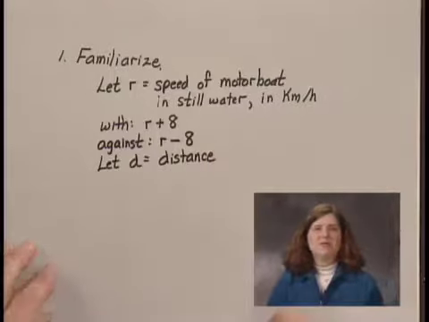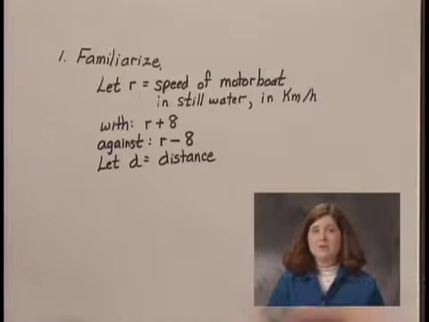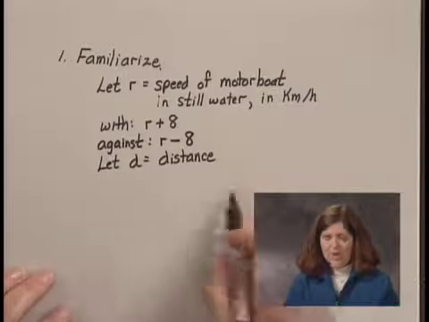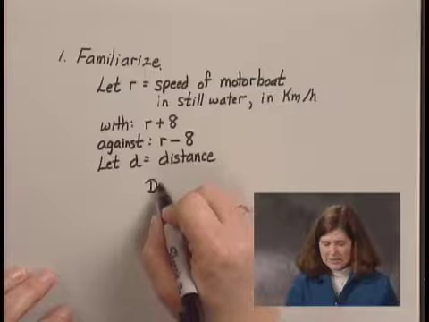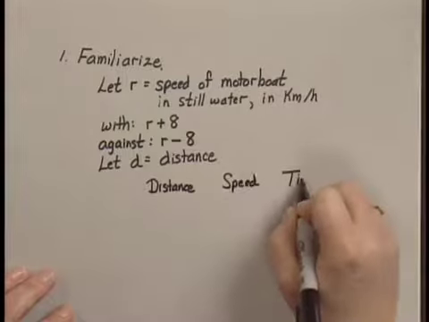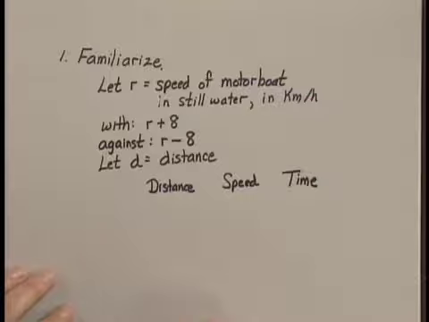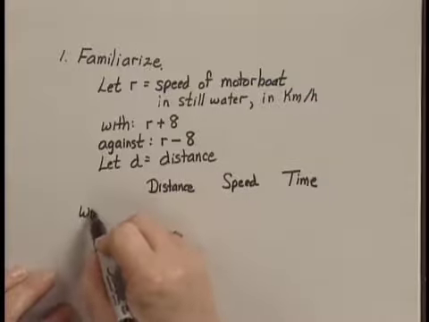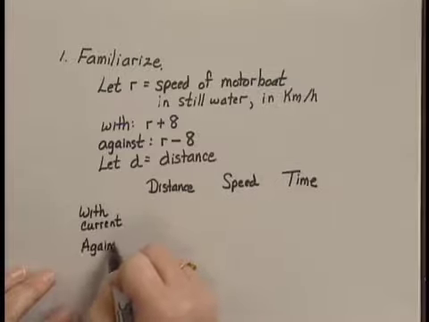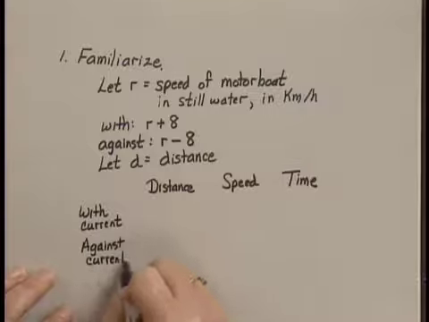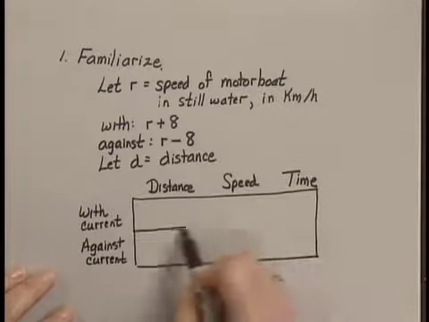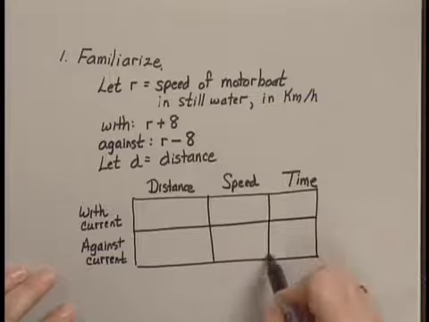Now, as with any motion problem, this information can be organized into a table to help us translate the problem to mathematical language. In a table, we let the columns stand for distance, speed, and time. And then we look at the two situations of motion we have: with current and against current. We can draw a table with 2 rows and 3 columns. And then let's fill in what we know.